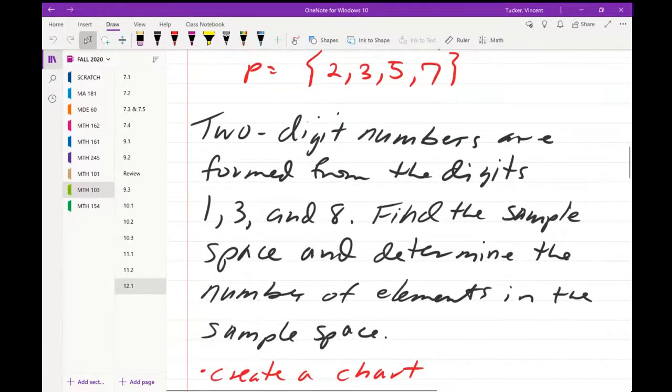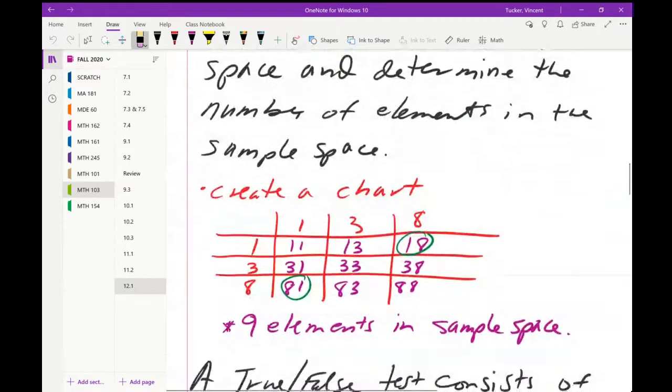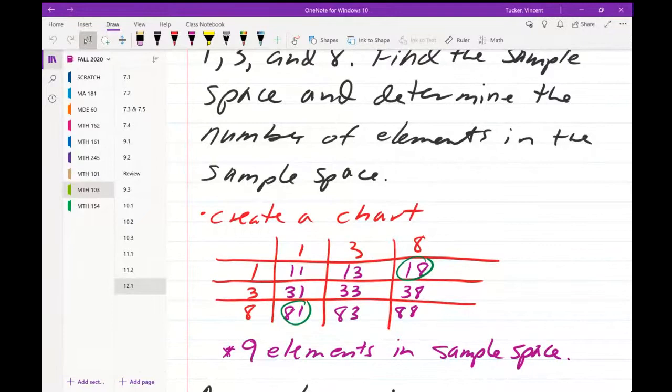All right. So here it says two-digit numbers are formed from the digits 1, 3, and 8. Find the sample space and determine the number of elements in the sample space. Here they suggest that we create a chart. So you create a chart, with 1, 3, and 8 in the top row, and 1, 3, and 8 in your left column. And you create the numbers that would be produced with the chart.